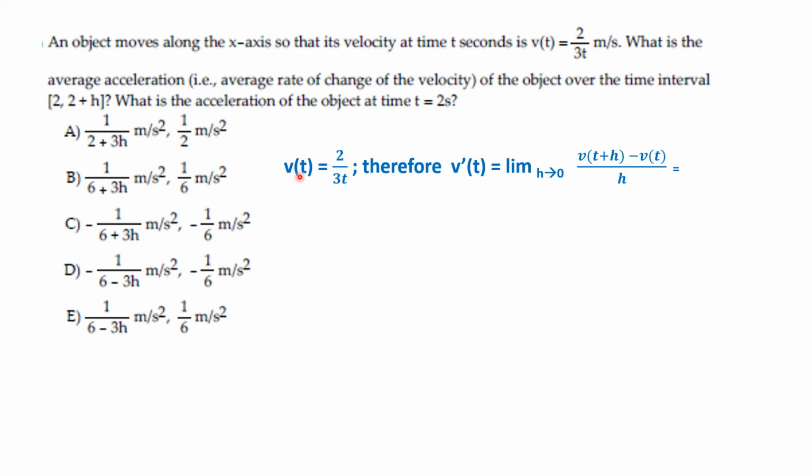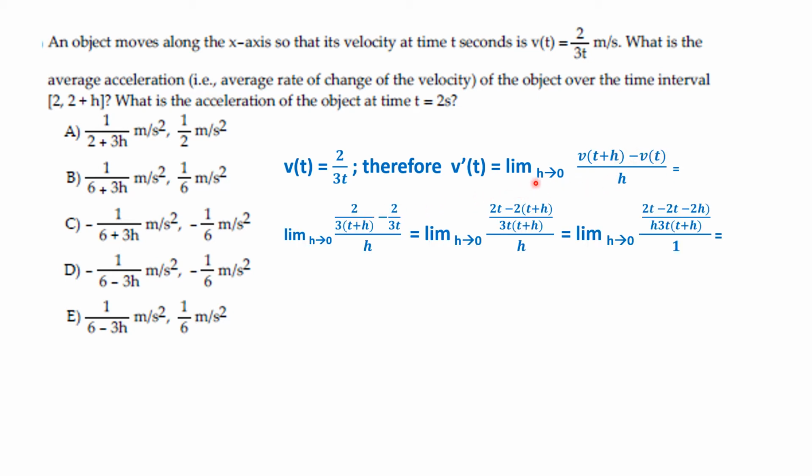V of t is equal to 2 divided by 3t. Therefore, v prime of t equals the limit as h goes to 0 of v of t plus h minus v of t, divided by h. We can just go ahead and substitute. Instead of v of t plus h, we will get 2 divided by 3 multiplied by t plus h, minus 2 divided by 3t. This is v of t and this is v of t plus h. And now we divide all by h.